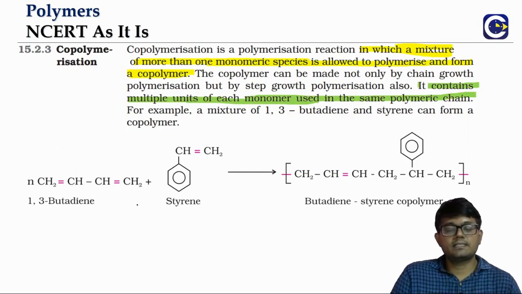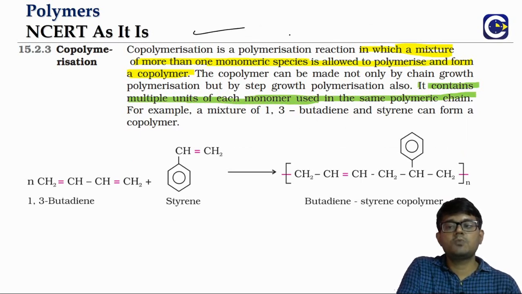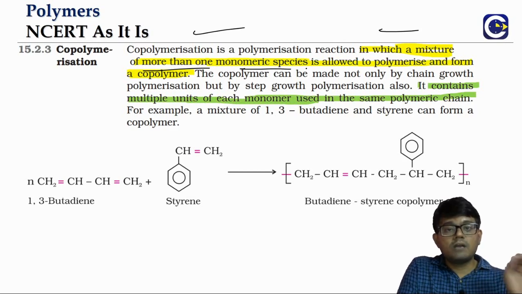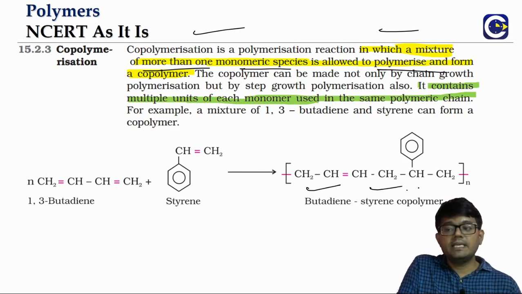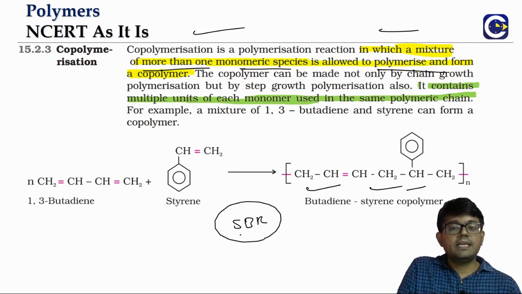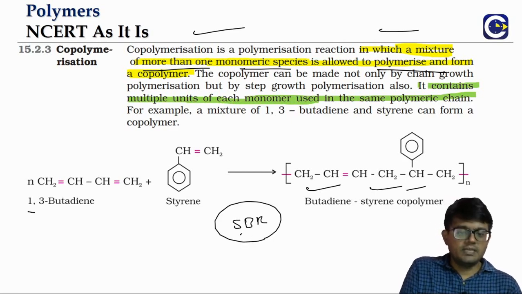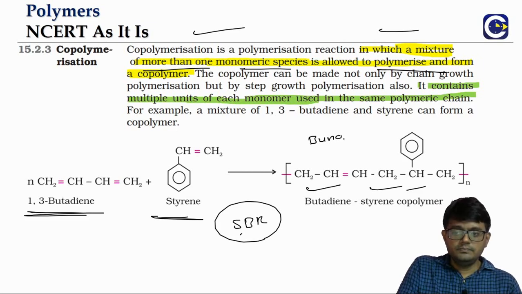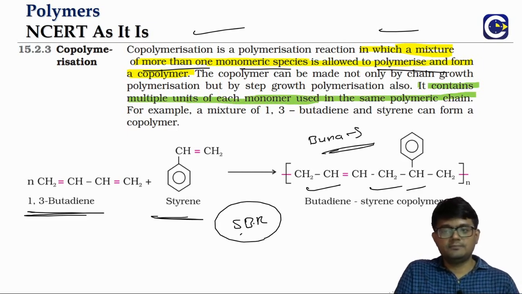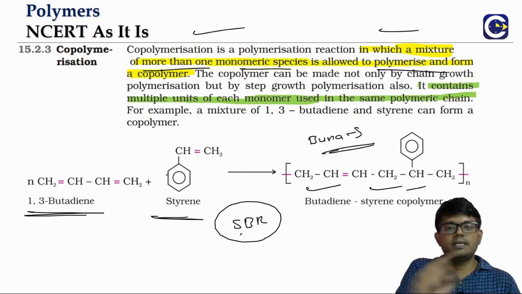Next we will go into the discussion about the copolymerization. So copolymerization means the polymerization reaction in which more than one monomeric species is allowed to undergo polymerization. One of the examples that we already discussed is the formation of butadiene styrene copolymer. In fact, we also call it SBR, styrene butadiene rubber. So 1,3-butadiene with styrene copolymerization will be giving us BUNA-S. We can also call it SBR. This example we already saw in the first part video itself.